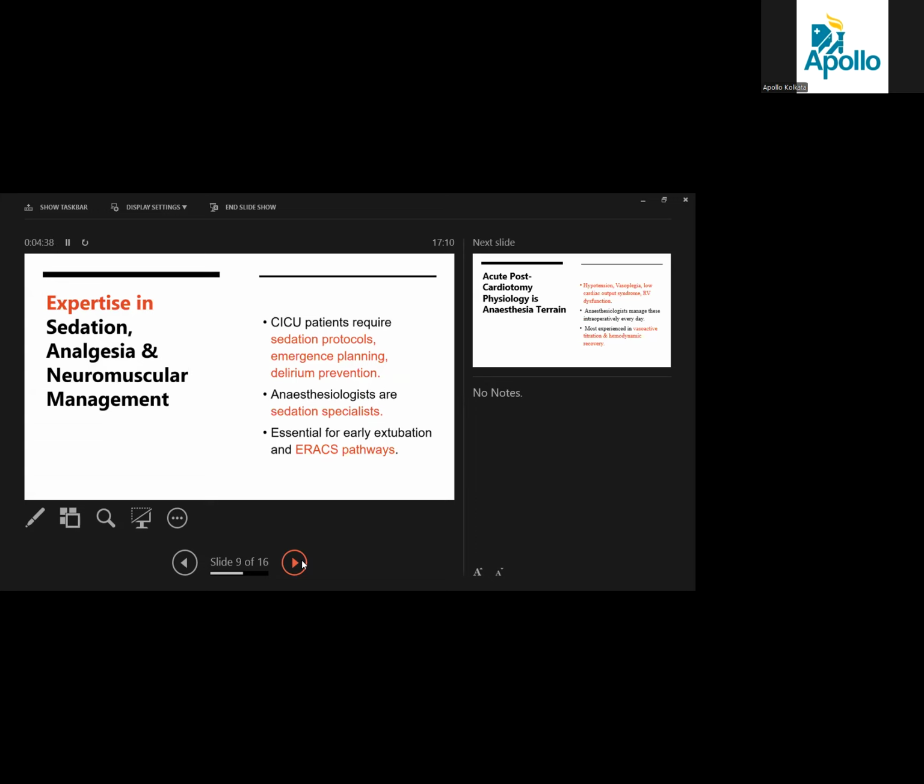Being an anesthesiologist, I need not say that sedation, anesthesia and neurovascular management are also required for these CICU patients, and we as anesthesiologists can give our expertise in that area as well, because we are also the sedation specialists. Titration of sedation is very important, because in fast tracking of cardiac anesthesia we have to use low volatile agents and low opioid. We have shifted from the era of high narcotic to the low narcotic era, so that we can do early recovery from anesthesia now.